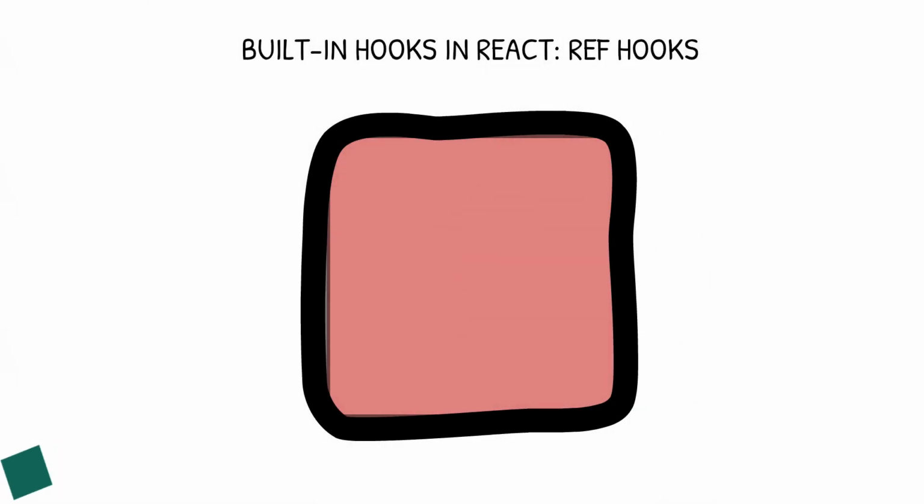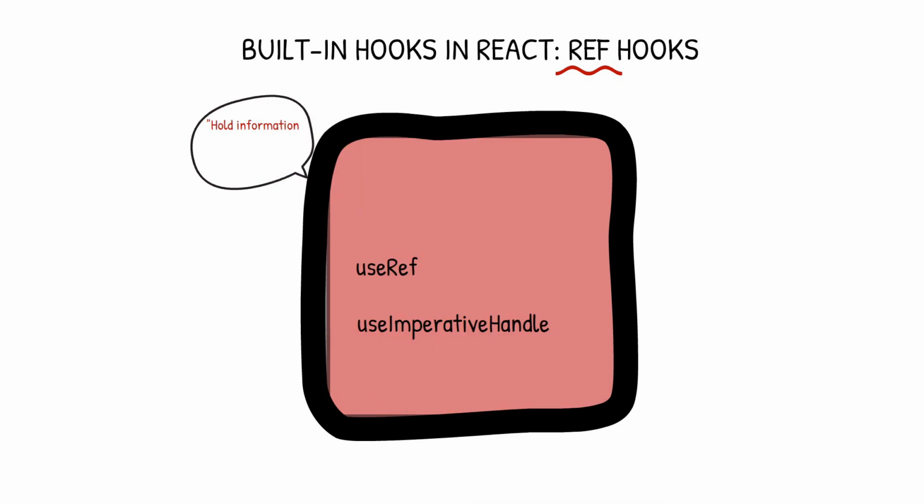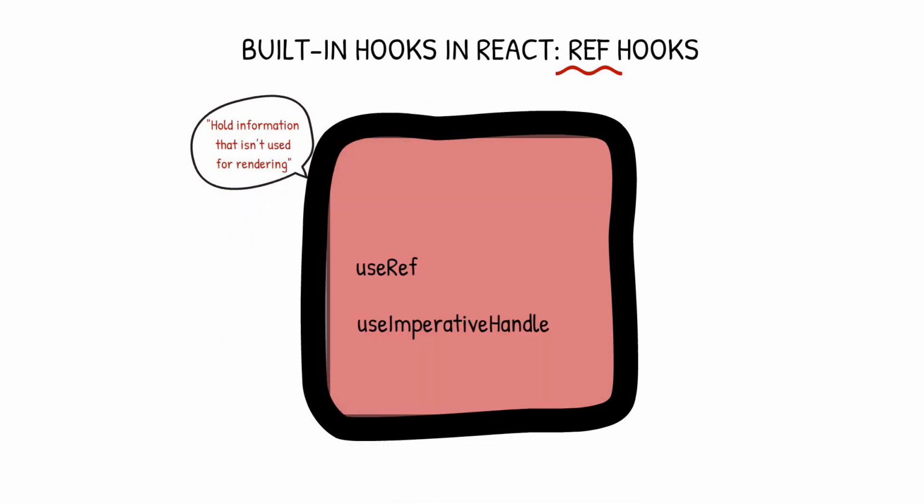The last hooks to be discussed in this section are the ref hooks, useRef and useImperativeHandle. These hooks allow a component to hold information that isn't used for rendering, which is especially useful when a component needs to retain information without triggering a re-render when changes occur.